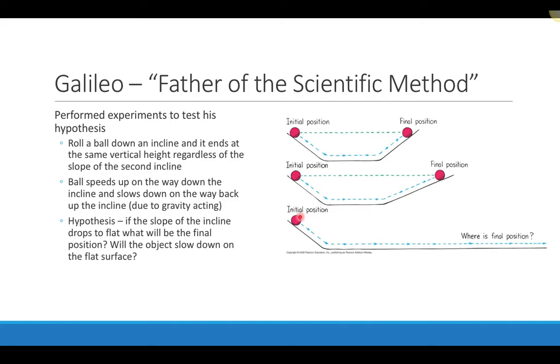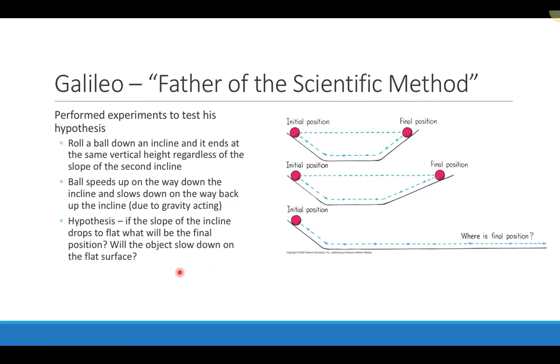So then you could imagine that you take that ramp and make it flat. You release this object and it goes down the ramp, and the question is, where is the final position? Where is it going to stop? Well, it's not going to stop, right? It's going to keep on going at a constant speed until it reaches another ramp and can slow down. The ball obviously speeds up on the way down the incline due to gravity acting on it, and then it slows down going back up the ramp because gravity is pulling it back down. There's a component of gravity along the incline that's slowing it down.